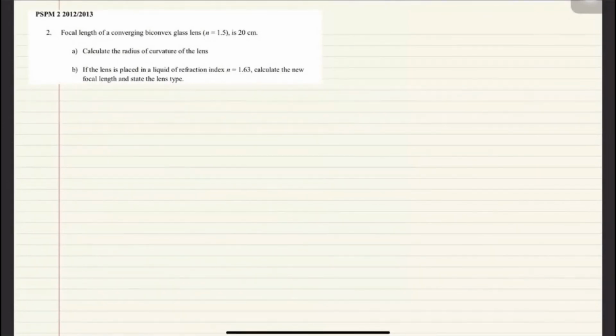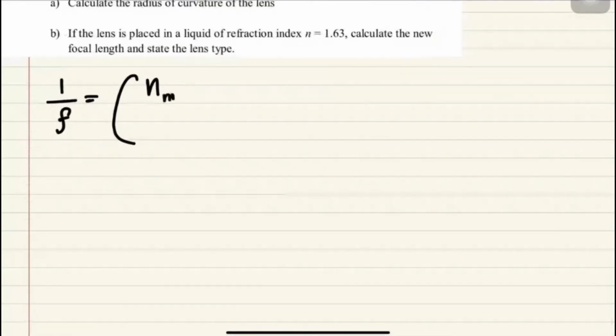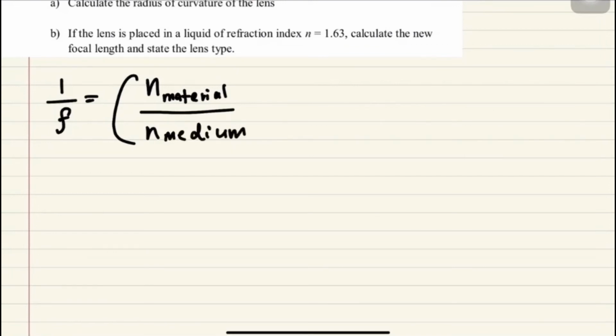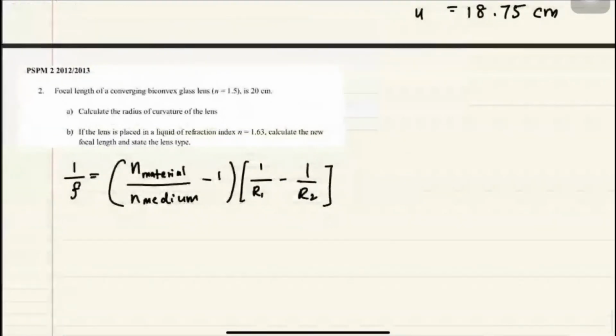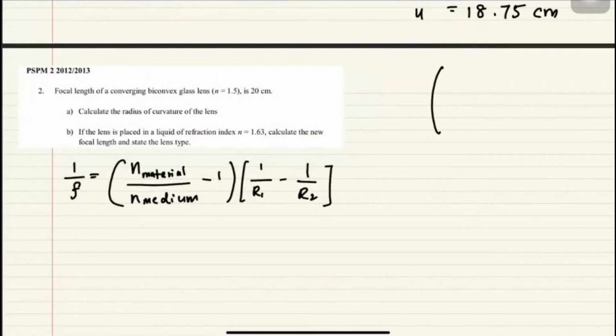Okay, so ini kita assume dia adalah sebab dia sebut type of lens kan, so kita nak pakai lens making equation lah. So 1 over F is equals to n material over n medium minus 1, lepas tu 1 over R1 minus 1 over R2. Ni formula dia. Okay, so bila dia kata ini adalah converging biconvex, kamu kena lukis dulu lah. Kalau ni biconvex dia bentuk macam tu.